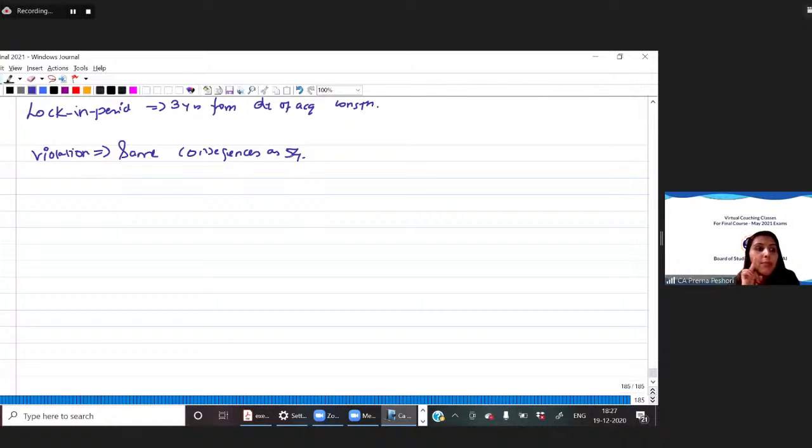The exemption claimed earlier will get revoked. In that year, in that return, what you have filed, you would have claimed exemption. You will not get that exemption when assessment happened for that particular year. Clear, Ambika?